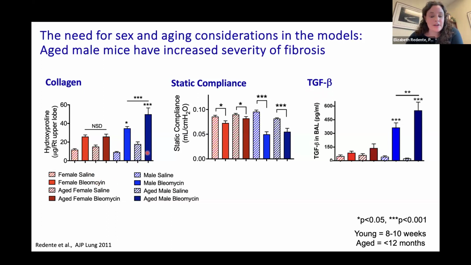And these animals had increased sensitivity and a more robust fibrotic response when looking at the collagen as well as the histology. And this was also apparent and tracked very nicely in our physiology measurements of compliance, where we saw a greater significant reduction in compliance in our male mice and our aged male mice compared to our females, as well as a more robust increase in TGF-beta signaling, this profibrotic cytokine.